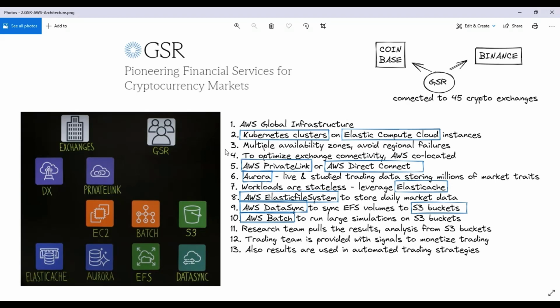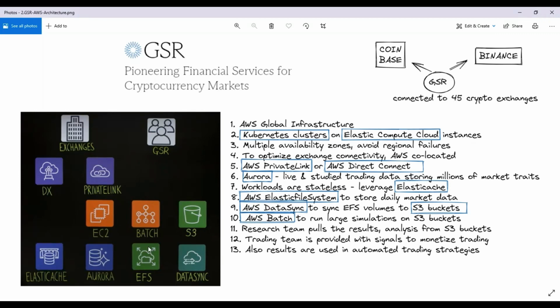Now, coming to the data aspect, GSR leverages AWS Aurora, which stores the live trading data as well as the studied or analyzed trading data, which could store millions of market attributes. They also use ElastiCache, which is something like an in-memory data system wherein you could store key-value pairs. Coming to the storage aspect, they also use Elastic File System, which could store up to terabytes of data, even more, to store the daily market data.